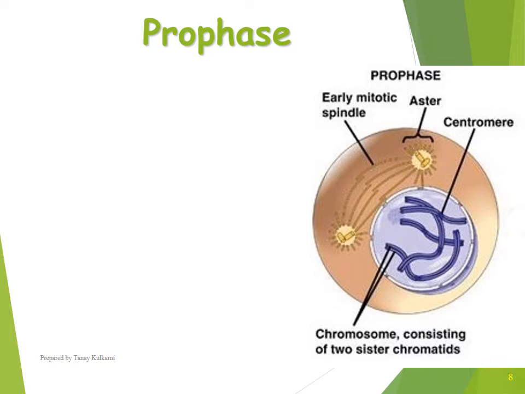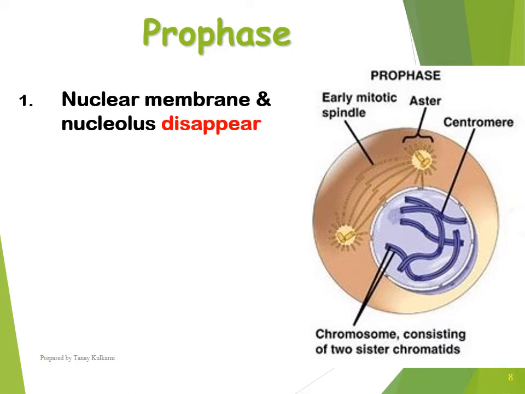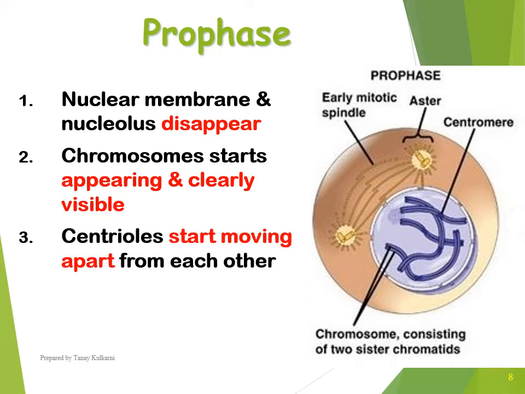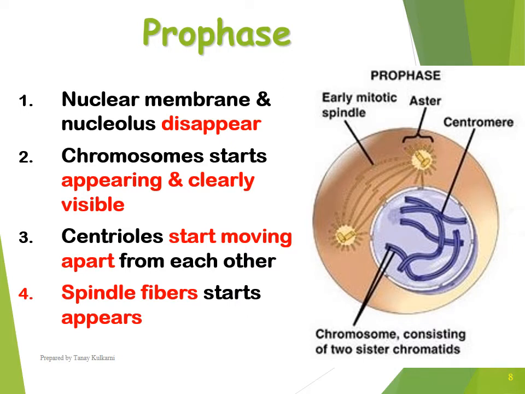Correct. Once the cell completes its interphase, the cell enters into the prophase. The nuclear membrane and the nucleolus will disappear. Chromosomes will start appearing and become clearly visible. Centrioles will start moving apart from each other, and the spindle fibers start appearing. One by one we can see in this diagram.